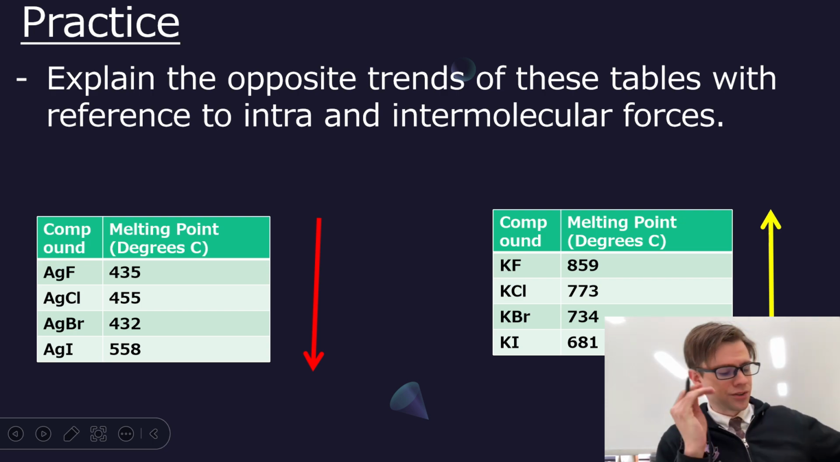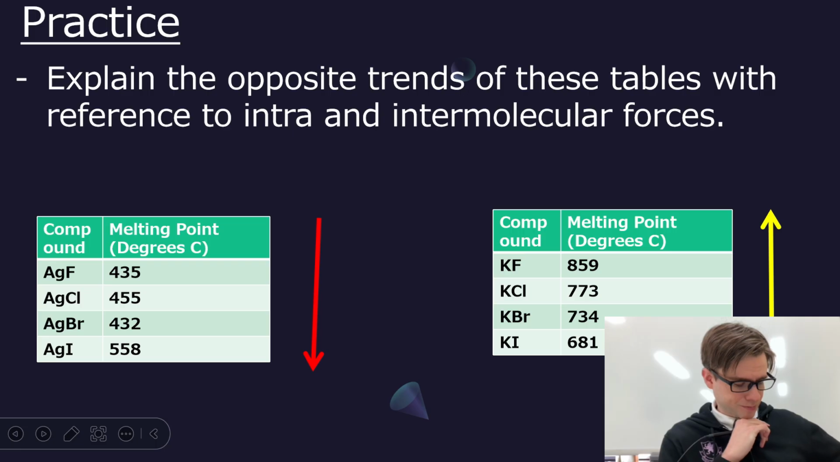But then we look at the more challenging case on the left. We've got silver compounds, the same kind of halides, F⁻, Cl⁻, Br⁻, and I⁻ attached to silver.